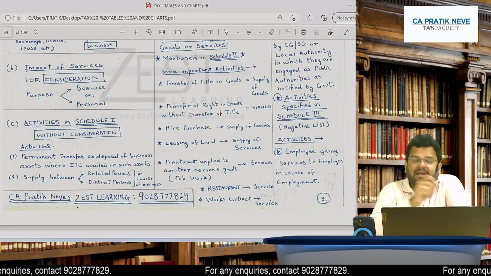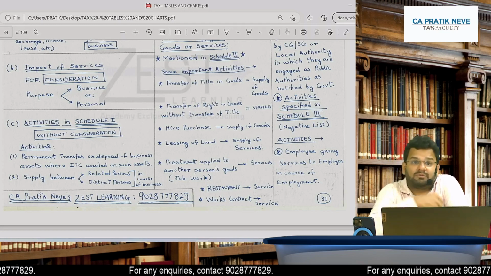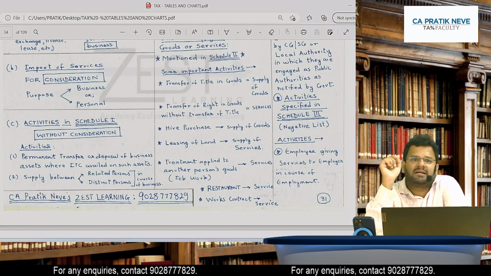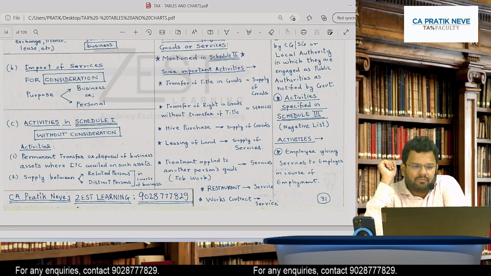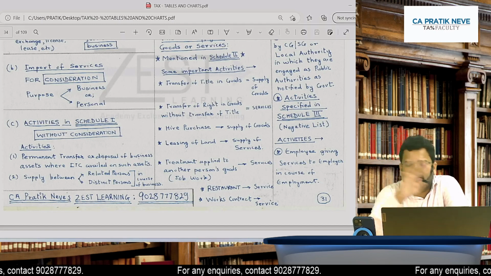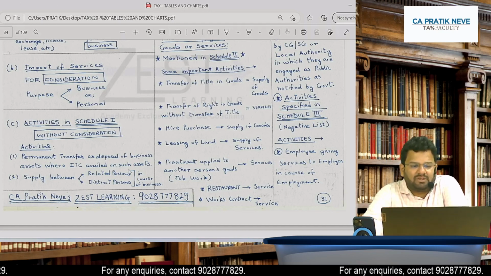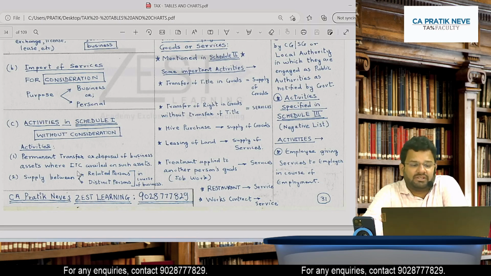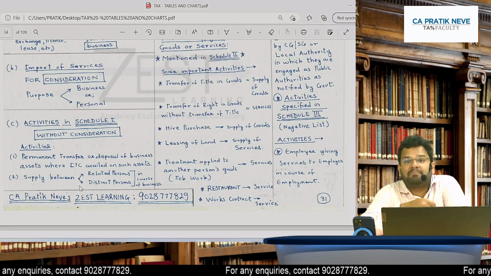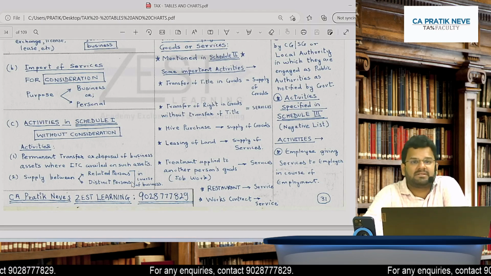And lastly, activities which are mentioned in schedule 1. The speciality is that these activities may be without consideration, still they are called as supply. So there are how many activities in schedule 1? There are 4 activities in schedule 1. See the first activity, permanent transfer or disposal of business asset on which ITC has been availed. Then supply between related persons or distinct persons, but it should be in course or furtherance of business.